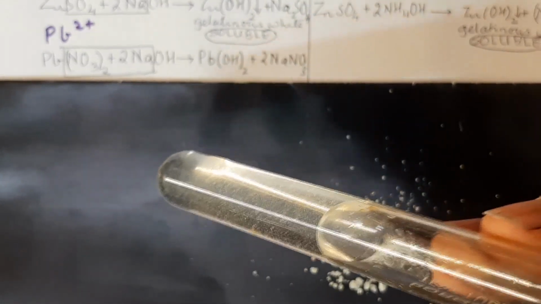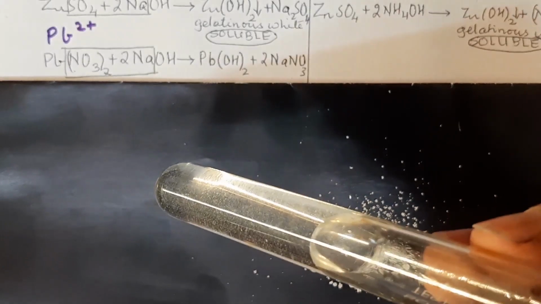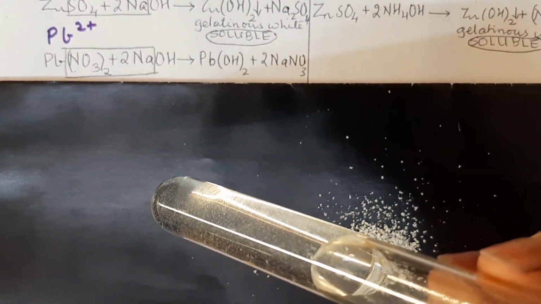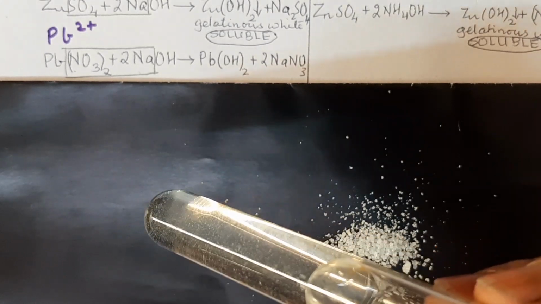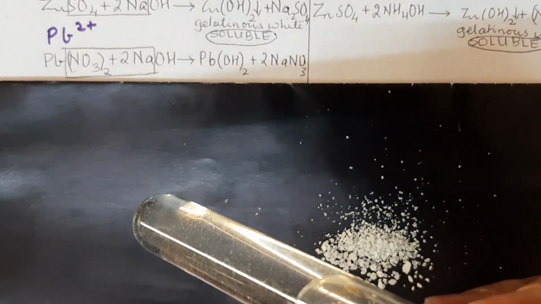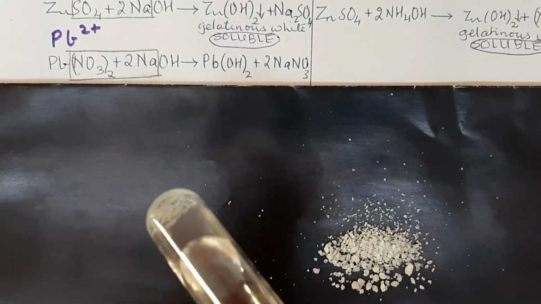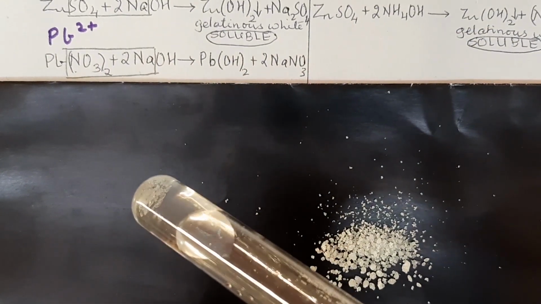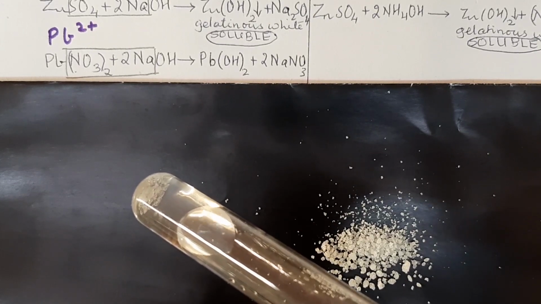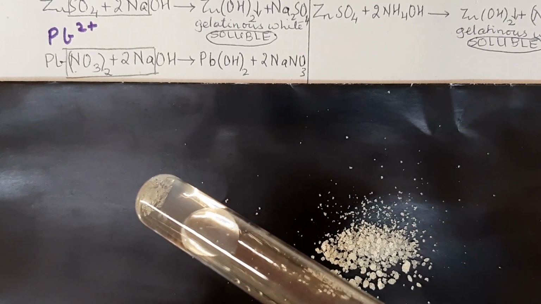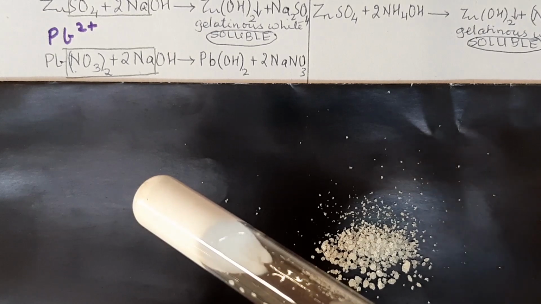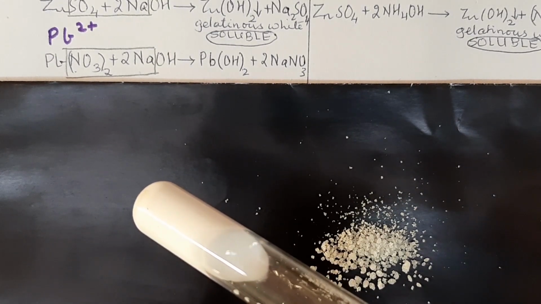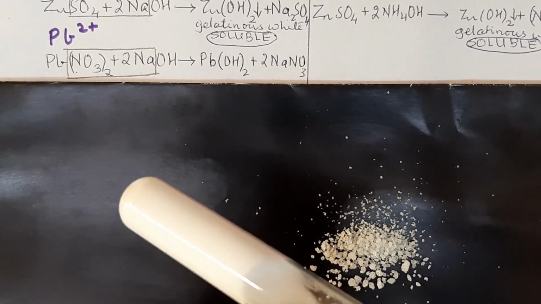So what do we conclude? That the Pb2+ compound will give a chalky white precipitate with sodium hydroxide, and that will dissolve in excess of sodium hydroxide. Let us take another test tube, and in this we are going to add ammonium hydroxide, first little. There. Chalky white precipitate, and if we add excess, it will be insoluble.